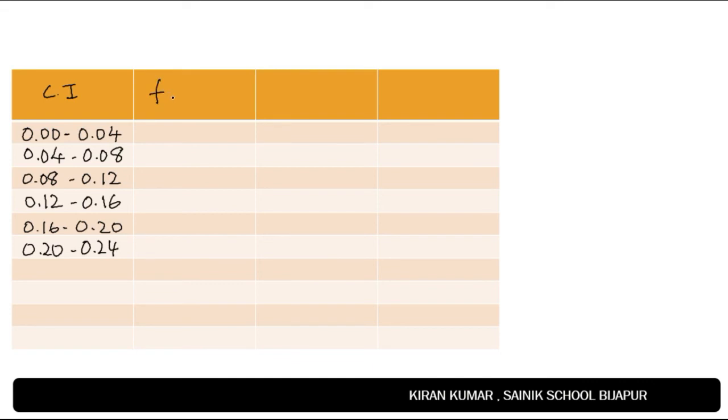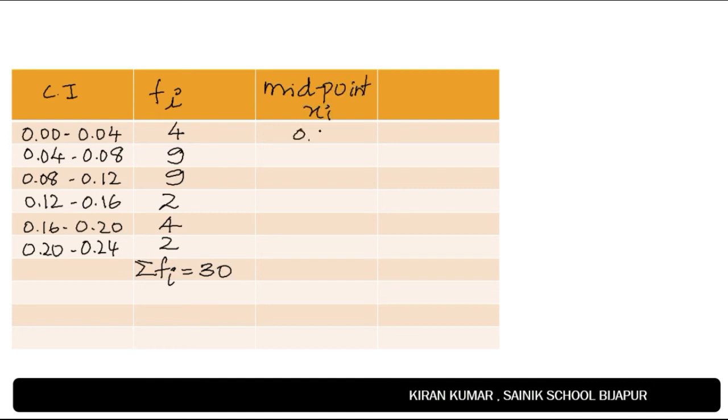Let me mention the frequencies as Fi. They are 4, 9, 9, 2, 4 and 2, and we get the sum of all these frequencies as 30. Let's find out the mid value or the midpoint. So the midpoint Xi is 0.02, 0.06, 0.10, 0.14, 0.18 and 0.22.